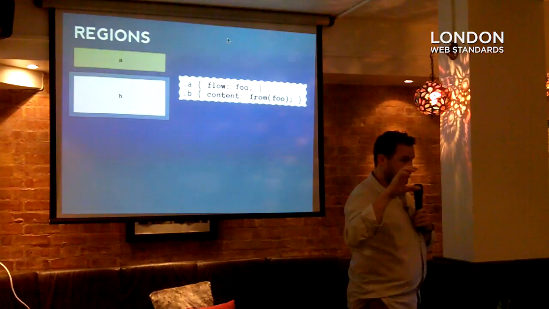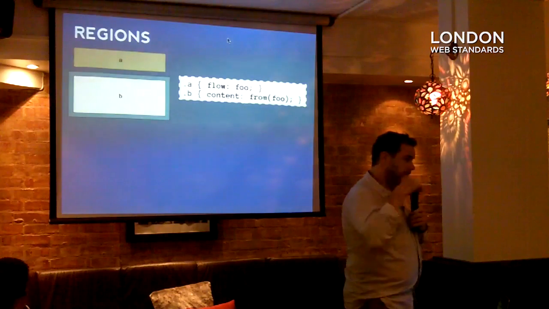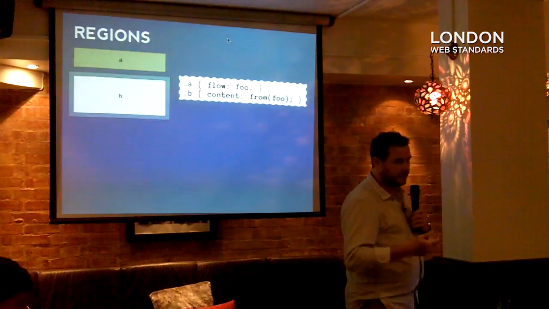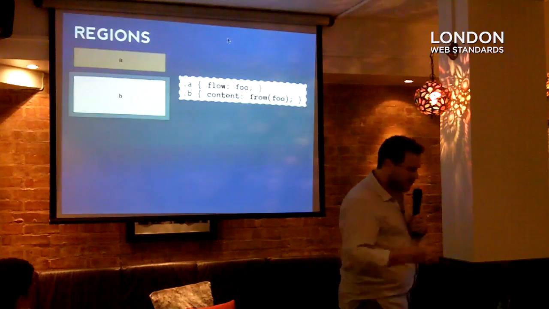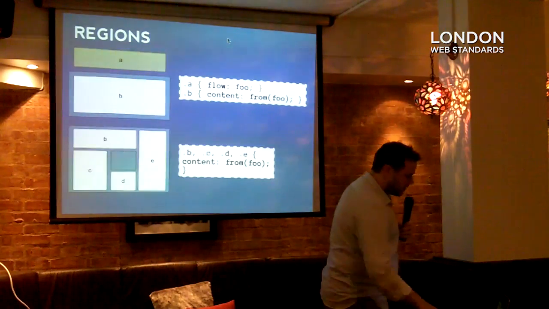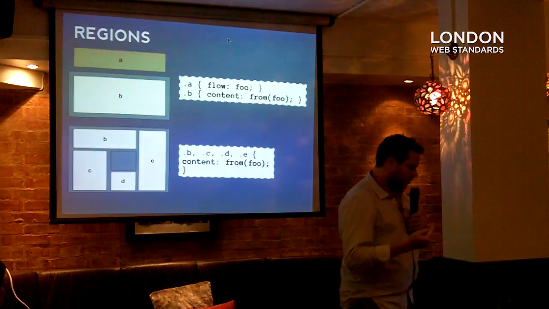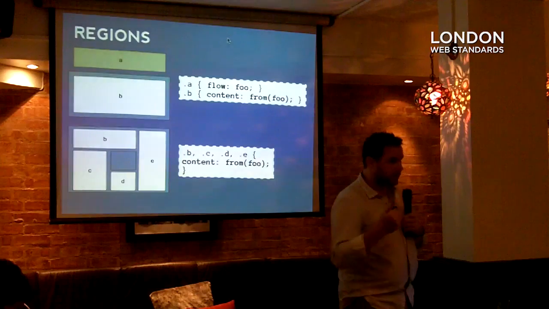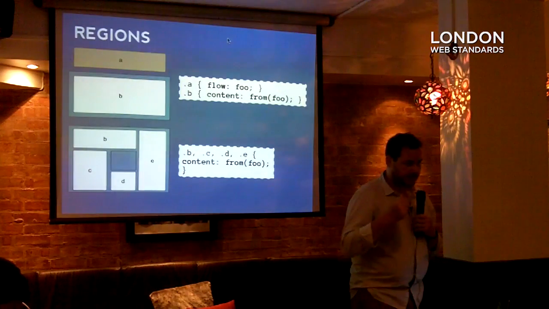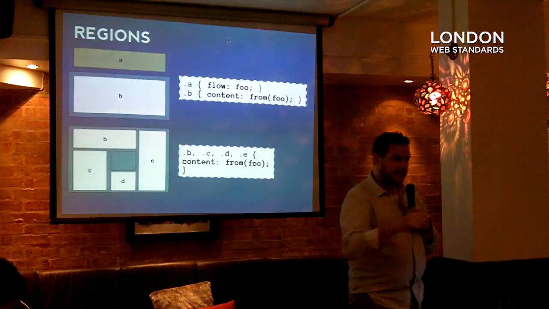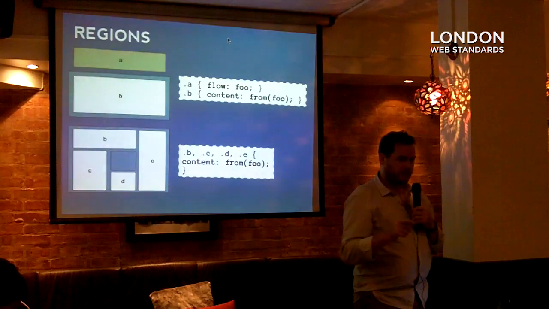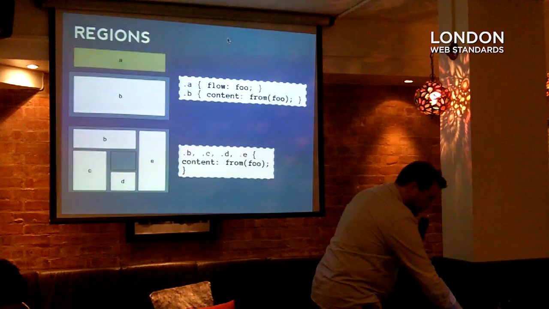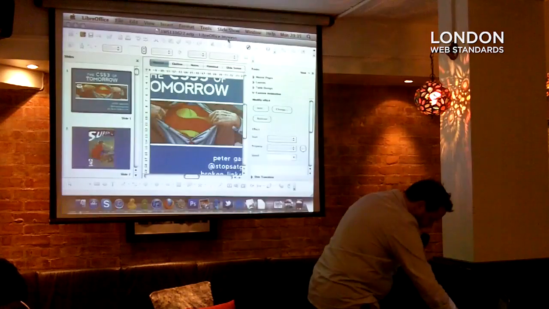So the content of element B will be replaced by the content of element A. And you might think, well, so what? That's not very useful. What it does mean is you can set multiple boxes to use that same content. So in this example, elements B, C, D, and E will all use the content from foo. But it doesn't repeat the content each time, it flows the content through those areas. If you still don't grasp quite what I mean, time for my first live example.